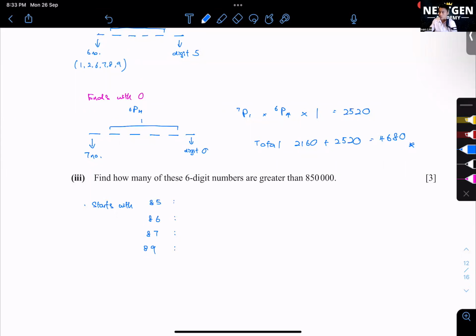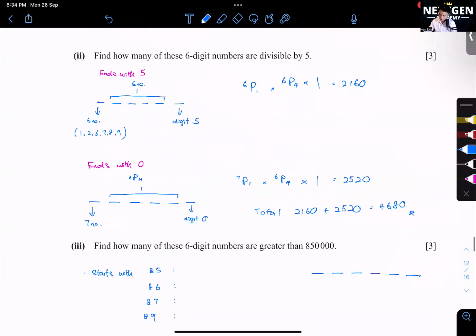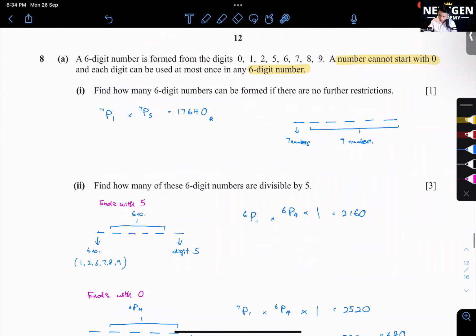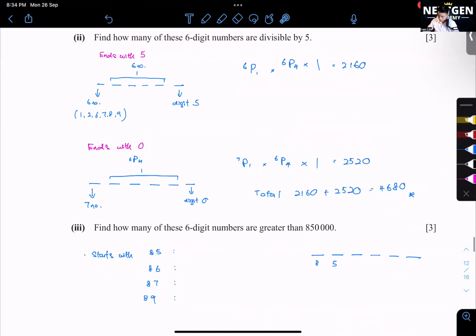What will you get? Okay, 1, 2, 3, 4, 5, 6. Okay, so let's just say I start with digit 8 and 5. Okay, I got how many more digits? 1, 2, 3, 4, 5, 6. 6P4, right? Okay, so all of these the calculation will be 6P4. You can just do 6P4 times 4 actually. Okay, then you will get 360, 360, 360, 360.